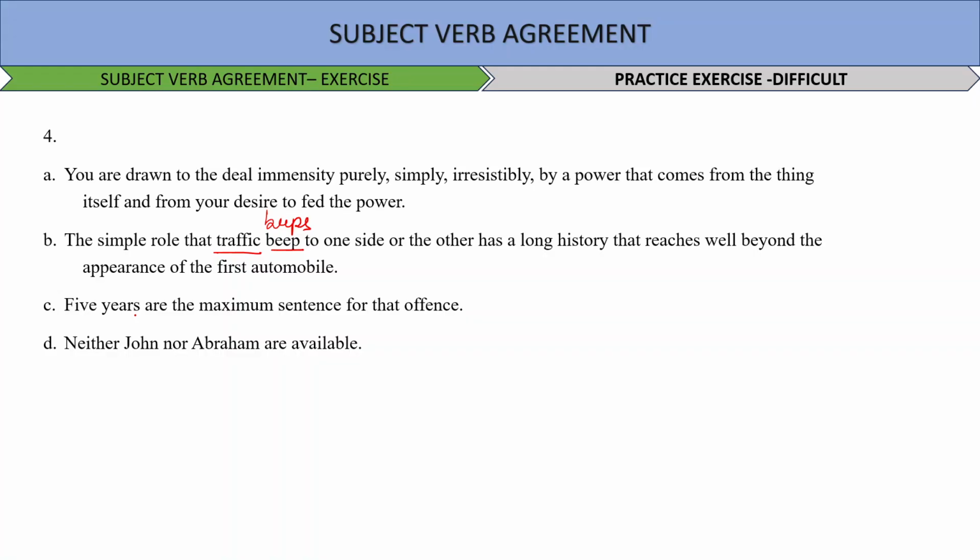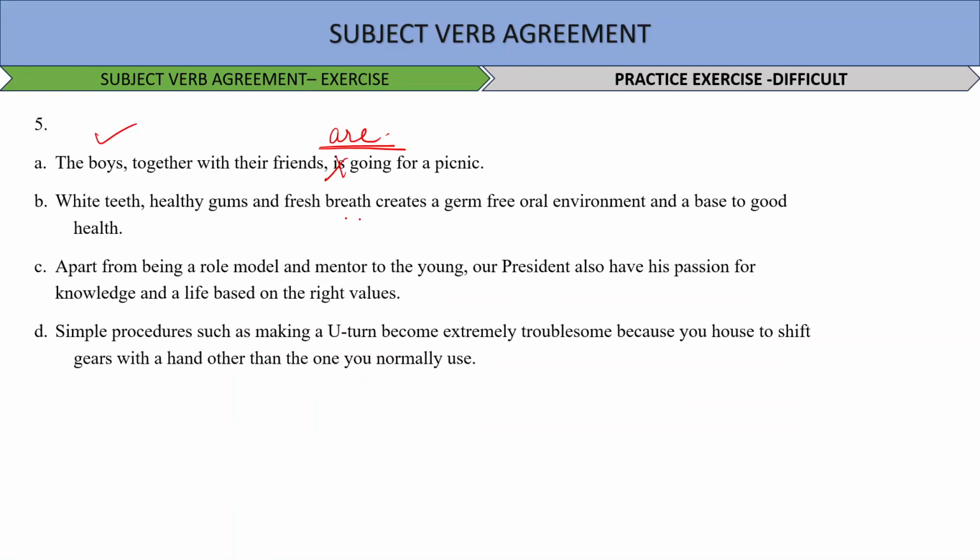Next question. The boys together with their friends are going for a picnic. The boys, plural, are going on a picnic. White teeth, healthy gums, and fresh breath. All these things, three things, create a germ-free oral environment and a base to good health.